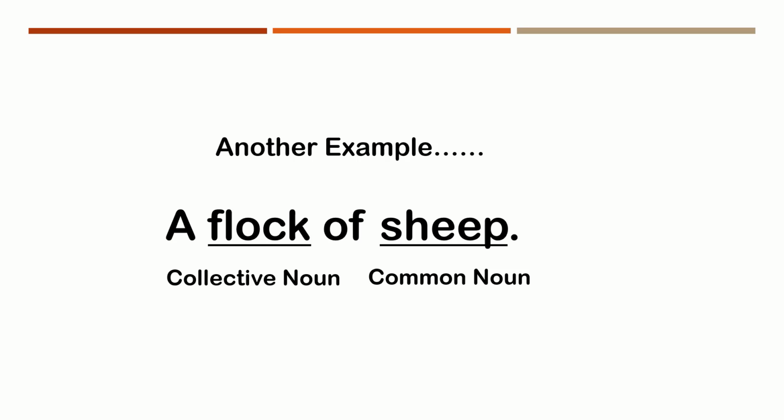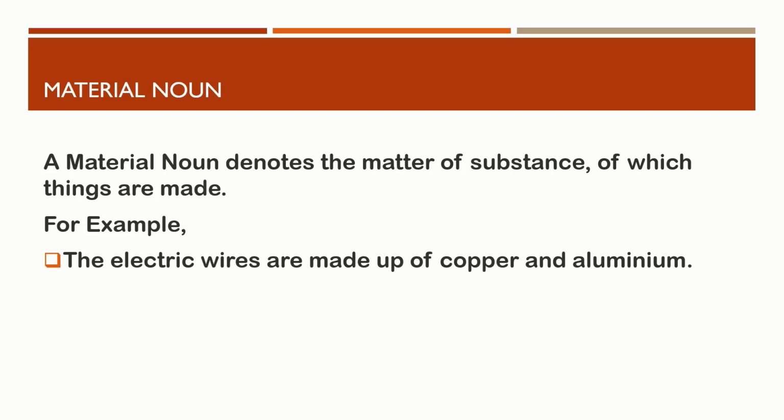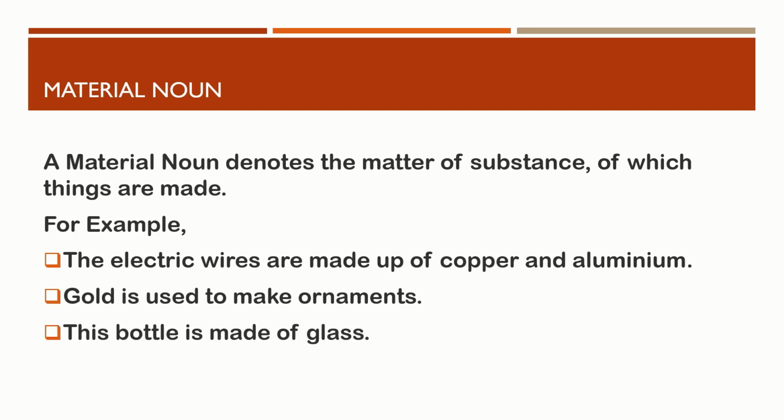Now, let's talk about material noun. A material noun denotes the matter or substance of which things are made. For example, the electric wires are made up of copper and aluminum. Gold is used to make ornaments. This bottle is made of glass.